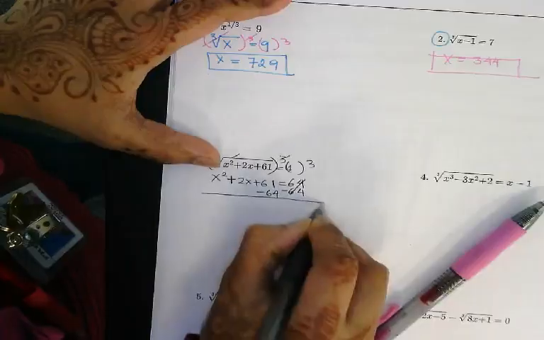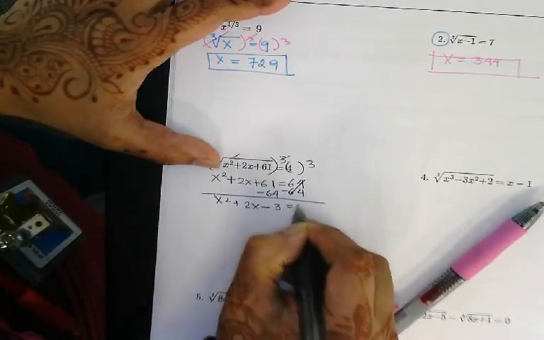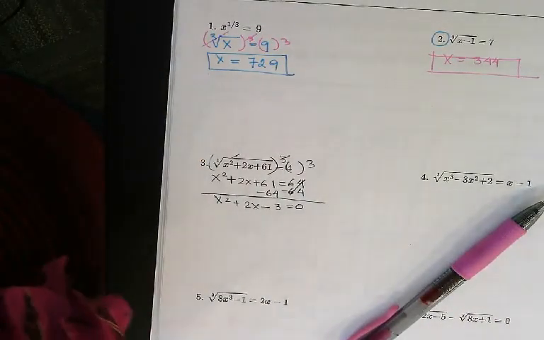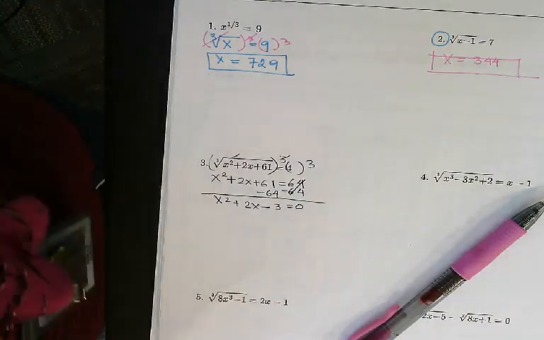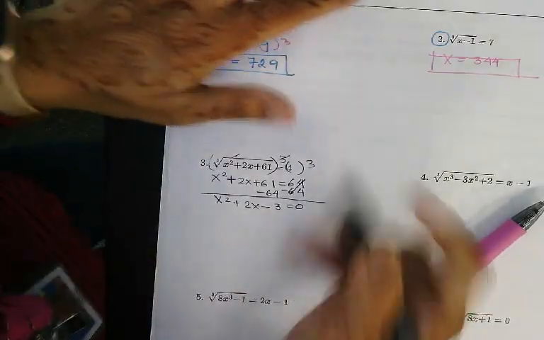So this cancels each other. I'm going to get x squared plus 2x minus 3 equal to 0. Now what? We do the little x method. It's a trinomial with a degree 2, so we have to factor it.